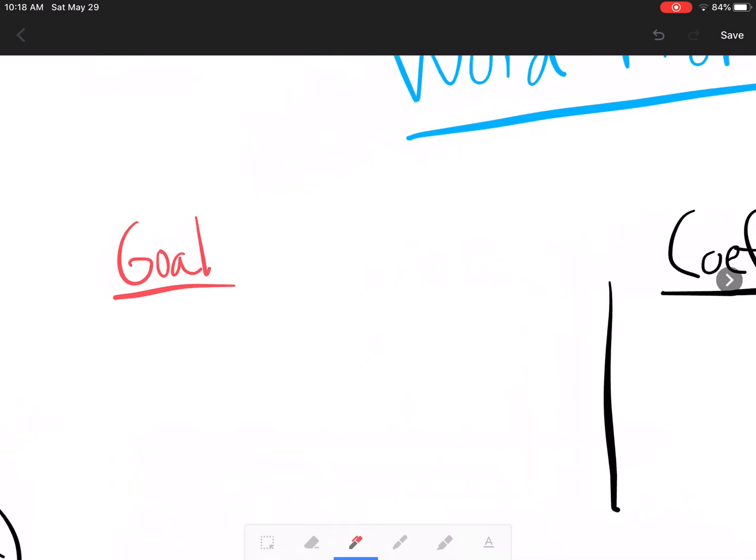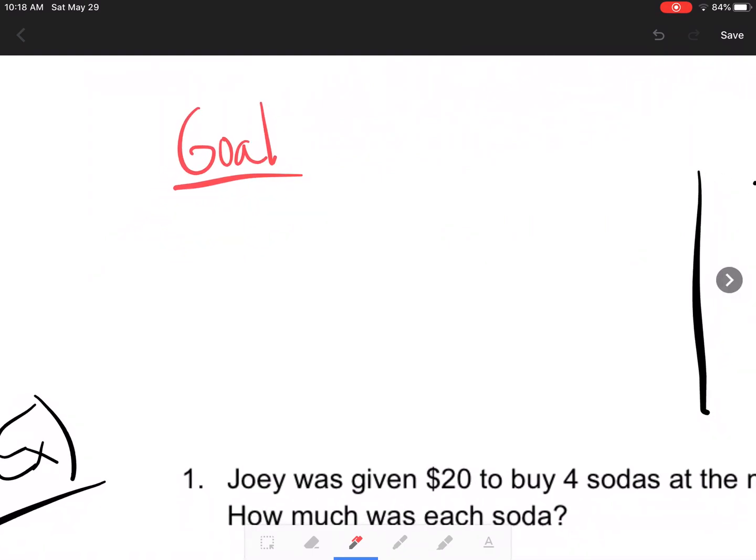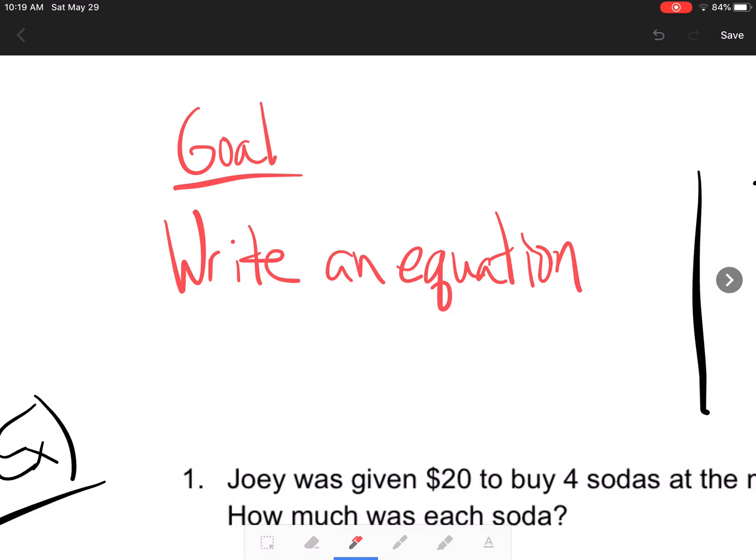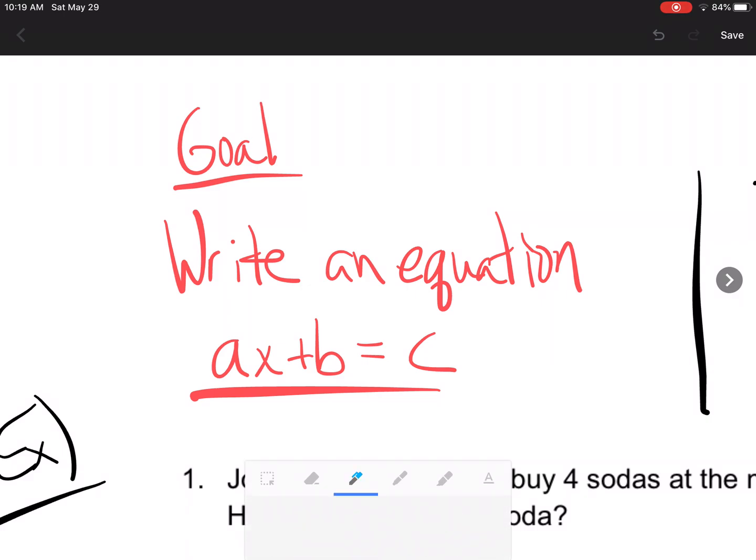So the first thing I want to talk about is sort of our goal. Now, our goal with addressing word problems is to write an equation. And our goal here is for most of these to make a two-step or a multi-step equation. And so if we could get something like ax plus b equals c, awesome, because that's something we can solve. And so our goal is to find a way to write an equation. Now, let's talk about some practical tips here.